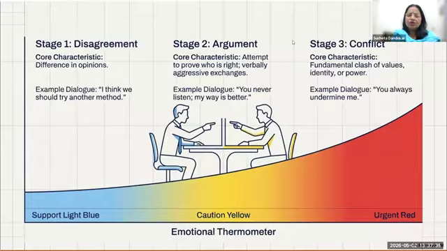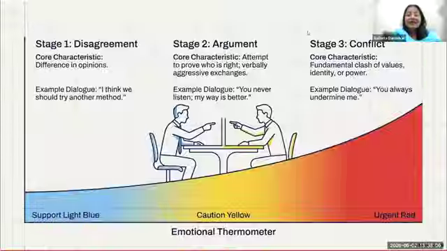If you look at the emotional thermometer, it will go from a supportive light blue to a caution yellow. And when it comes to conflict, it will be an urgent red. That means here we really need to take cognizance of what is happening. So yes, Mona rightly said they're escalating. I just look at the chat, escalating grades.